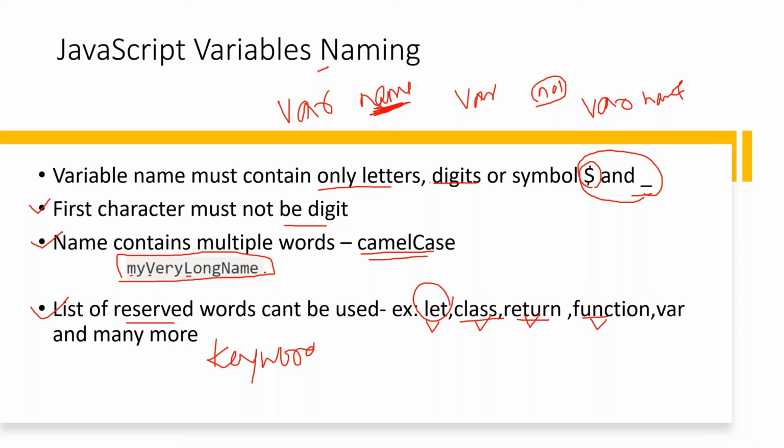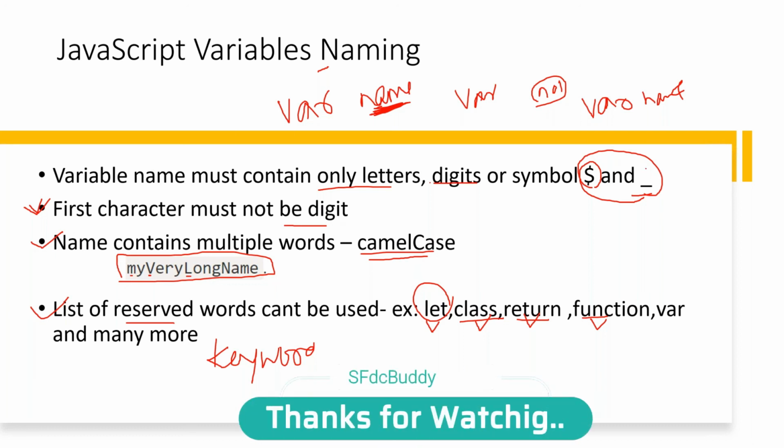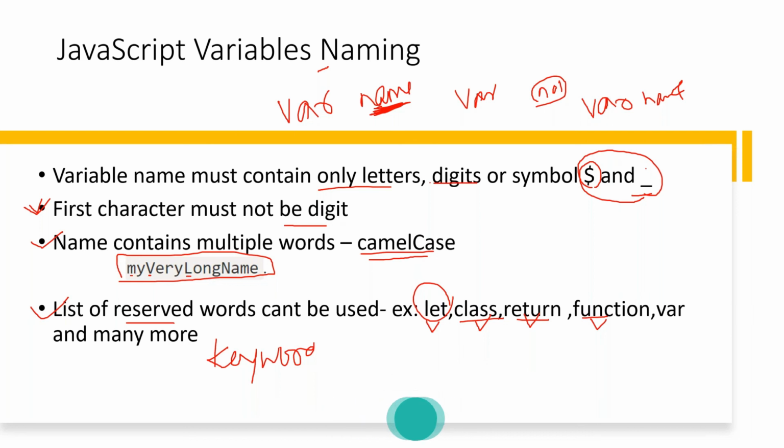We cannot use the hash character, and we cannot use a digit as the first character. Only the special symbols dollar and underscore are allowed in my variable name. In the next session, we'll see the different types of data types we have in JavaScript.